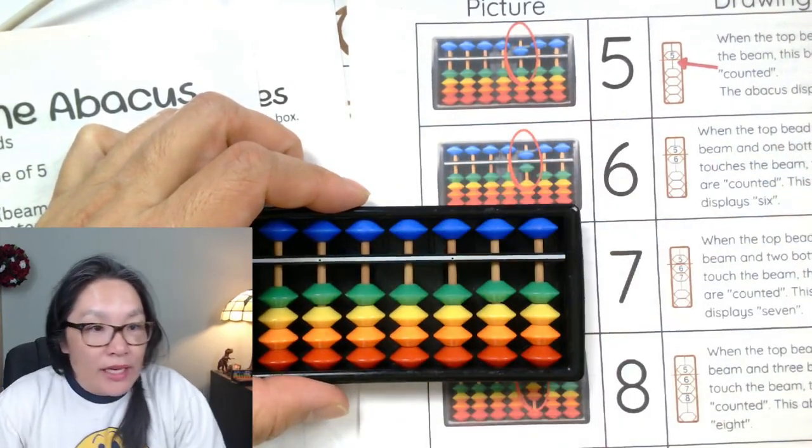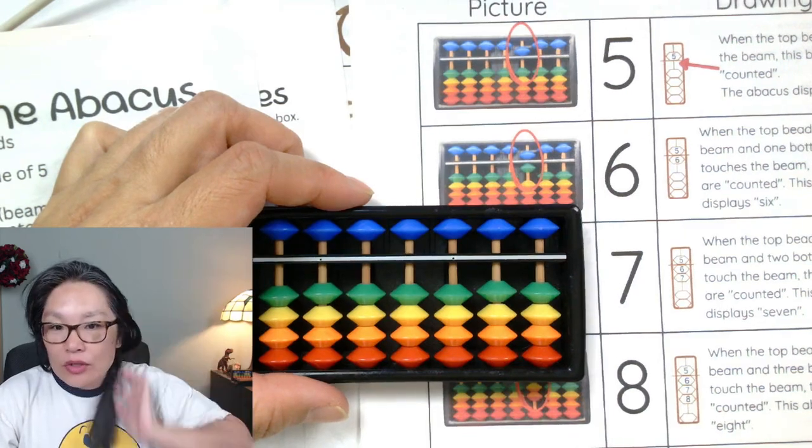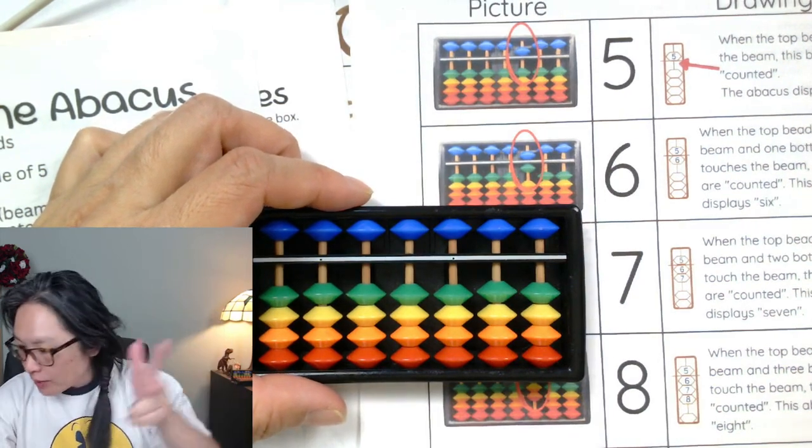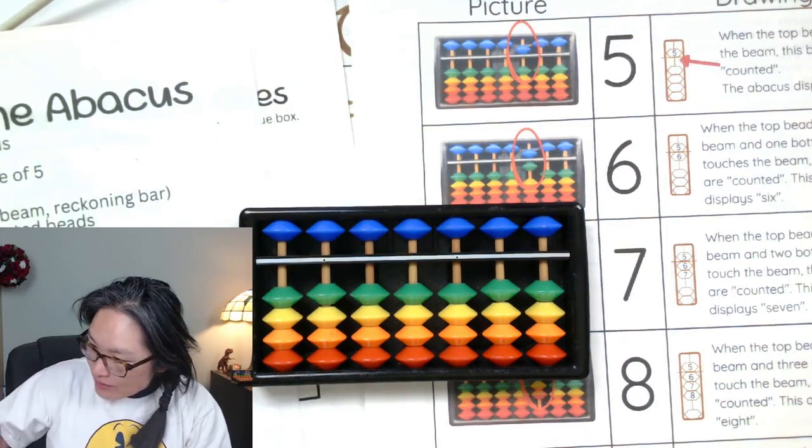But what we're doing is we're reading the abacus. After we learn how to read the abacus, we're going to do some adding, subtraction, multiplication, and maybe we'll hit some division.